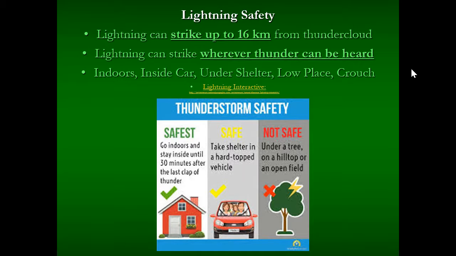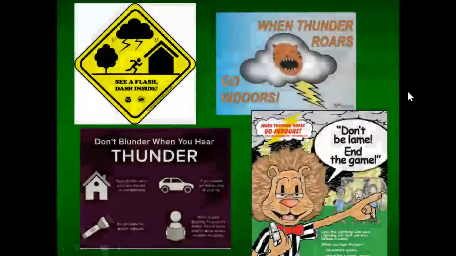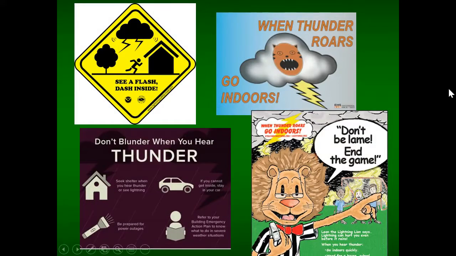Lightning can strike up to 16 kilometers from a thundercloud. Wherever you can hear thunder, you can be struck by lightning. So when you do, just get indoors or under a shelter, a low place, or in a car. Of course, the safest place is indoors, but cars are okay. If you're out in the open and you have nothing to do, you will assume the lightning crouch.